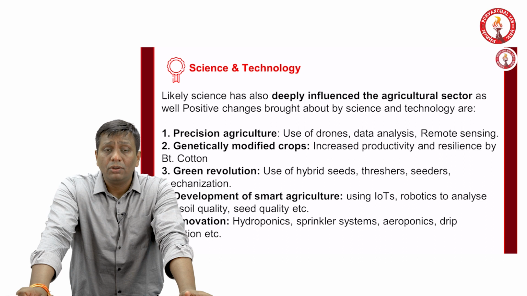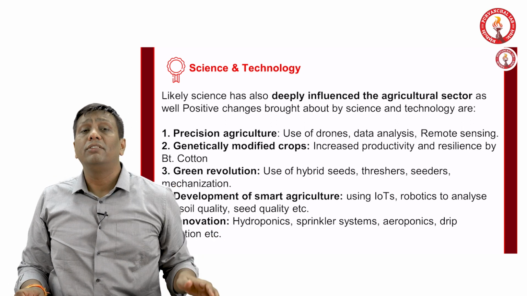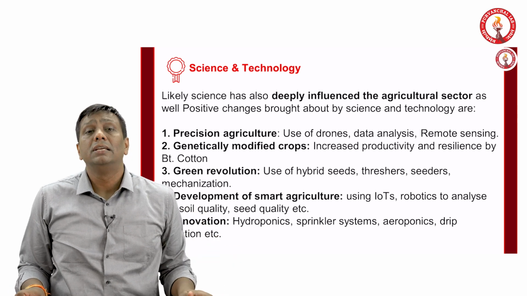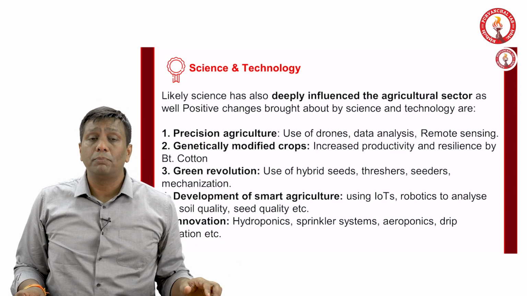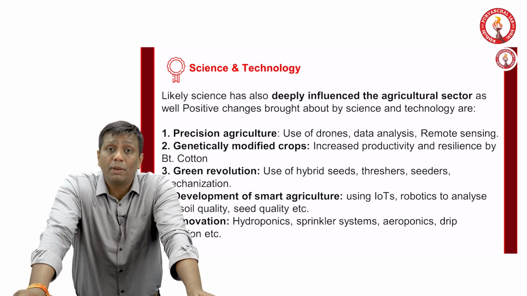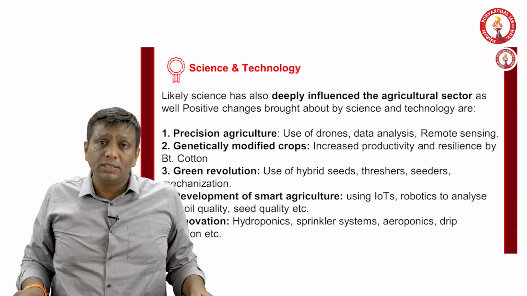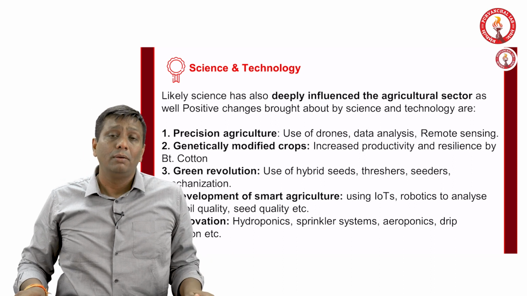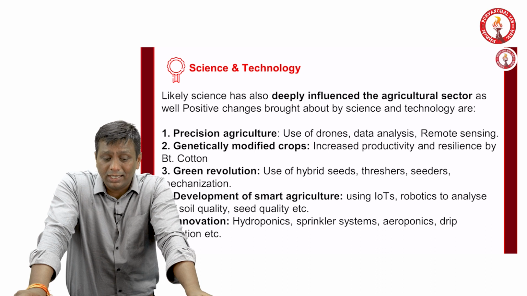Genetically modified crops are always important. With the help of genetically modified plants, we can improve the qualities of plants: nutrition quality, drought resistance, flood resistance, and disease resistance. We can even improve nutrition, like golden rice, which provides a supplement of vitamin A. Green revolution, you already know, guys: hybrid plants, hybridization, seeders, traders, mechanization, machines and tools. That is all science and technology.